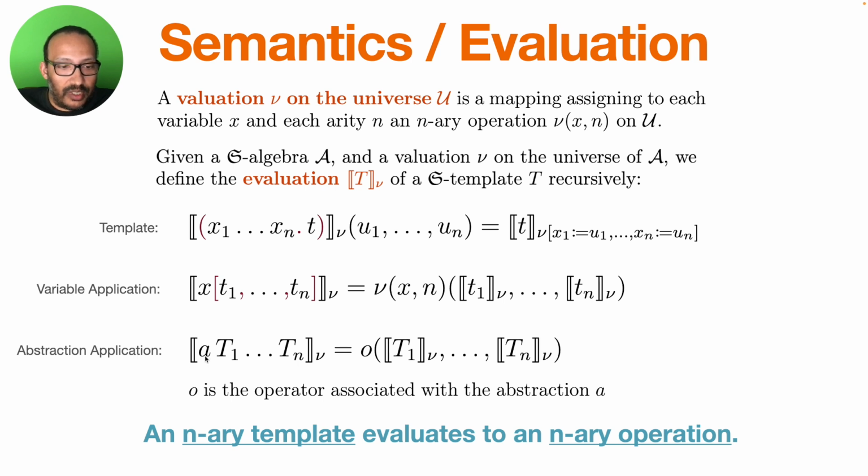We check what operator the abstraction corresponds to in our abstraction algebra, in which we evaluate the abstraction application. And we take this operator, we evaluate the templates that are the arguments of the abstraction, and then we apply the operator to the operations that are the result of evaluating the templates. And so an n-ary template evaluates to an n-ary operation, and a special case of this is that a term evaluates to a value.